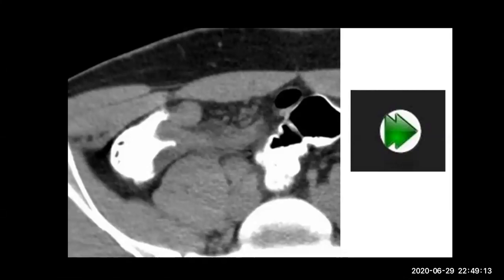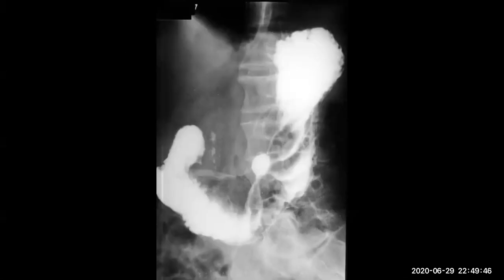Other signs: you should also measure the anteroposterior diameter of the appendix, more than 6 millimeters, and the wall 3 millimeters, with stranding. These are some signs of acute appendicitis. If it is perforated, you should look for the perforation gas. Any question on appendicitis?